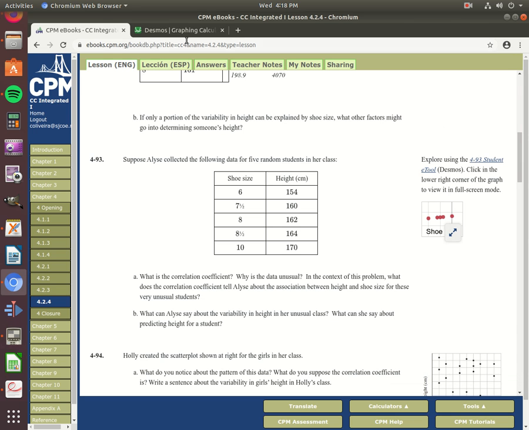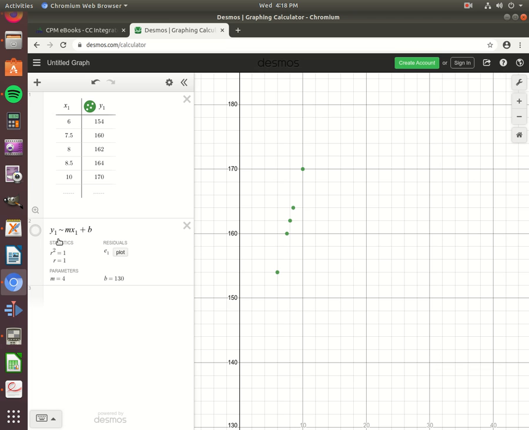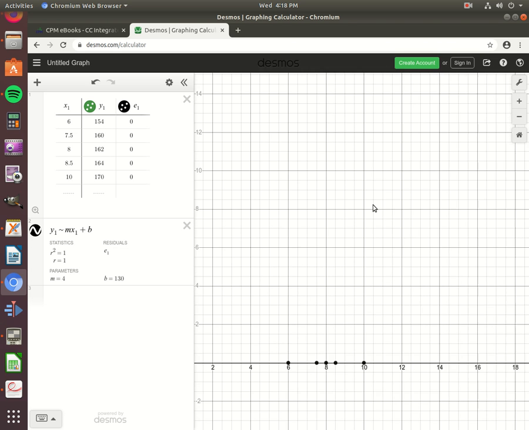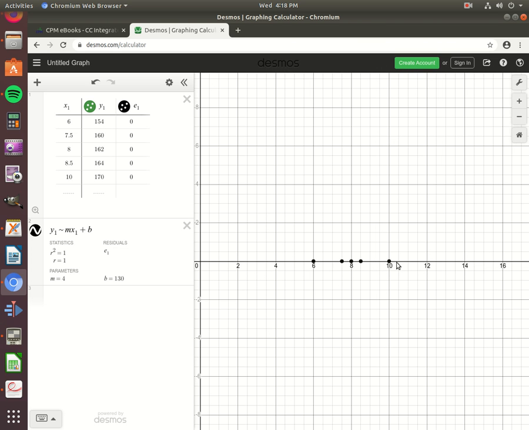If I go here, I have the data in, you can see I have my R squared, same slope, everything. And again, you can see my line of best fit goes through. If I plot my residuals, again, down here, you can see there's really nothing to see as there are no residuals.